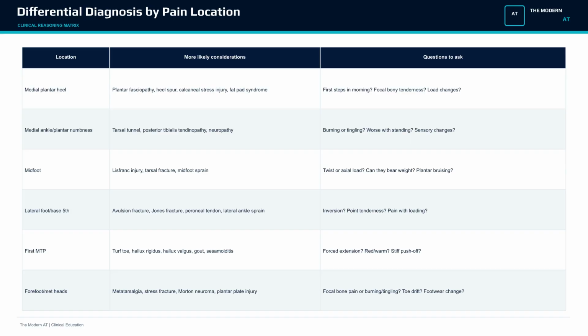Medial ankle or plantar numbness suggests tarsal tunnel, posterior tibialis involvement, or neuropathy. Midfoot pain after twist or axial load raises concern for Lisfranc injury, tarsal fracture, or midfoot sprain. Lateral foot pain at the fifth metatarsal base could be avulsion fracture, Jones fracture, peroneal tendon issue, or lateral ankle sprain. First MTP pain may be turf toe, hallux rigidus, hallux valgus, gout, or sesamoid involvement. Use location first, then ask targeted questions and choose focus tests.